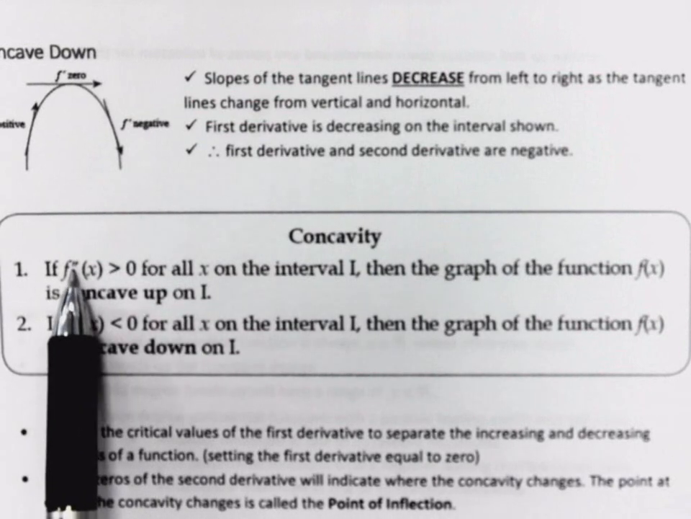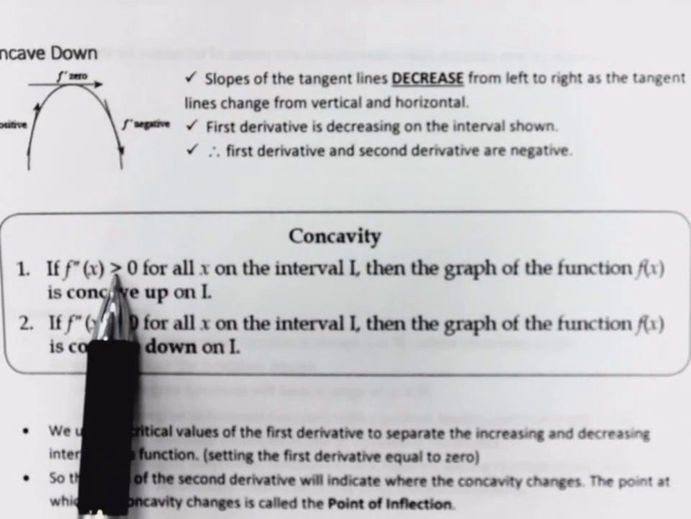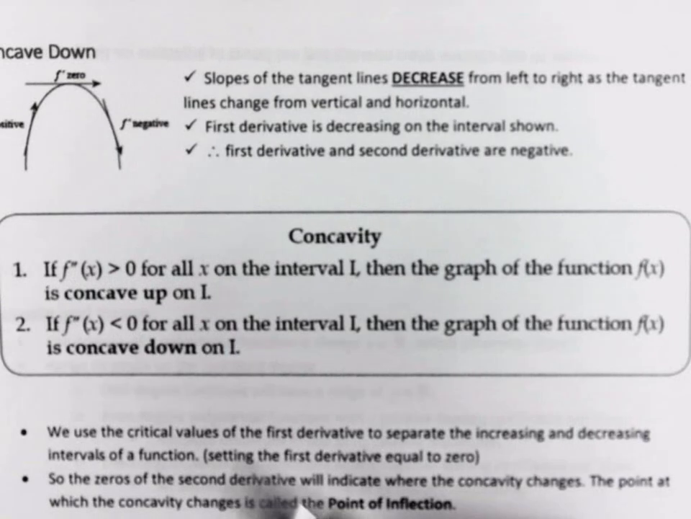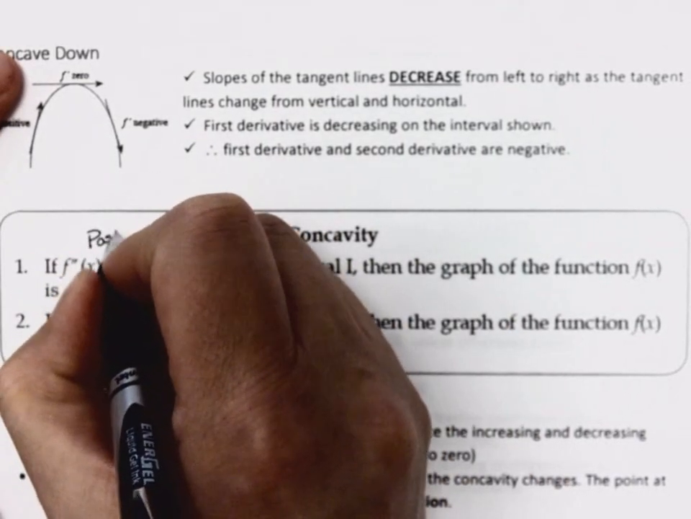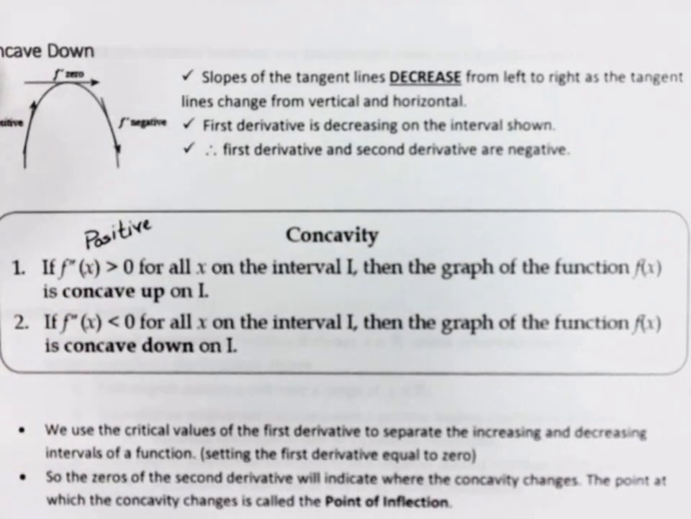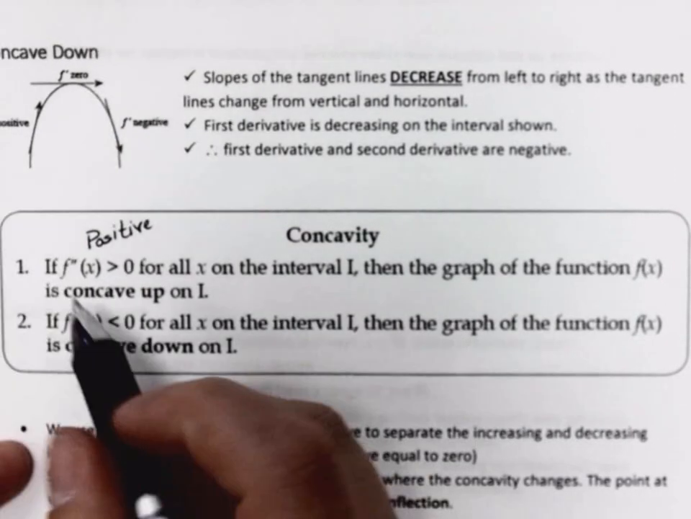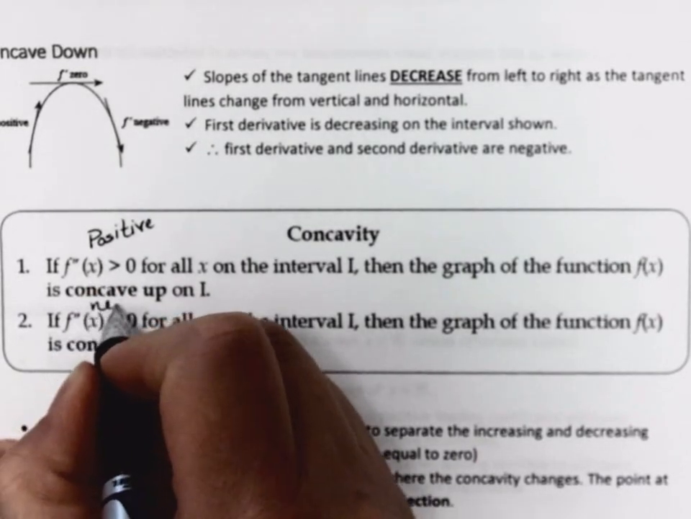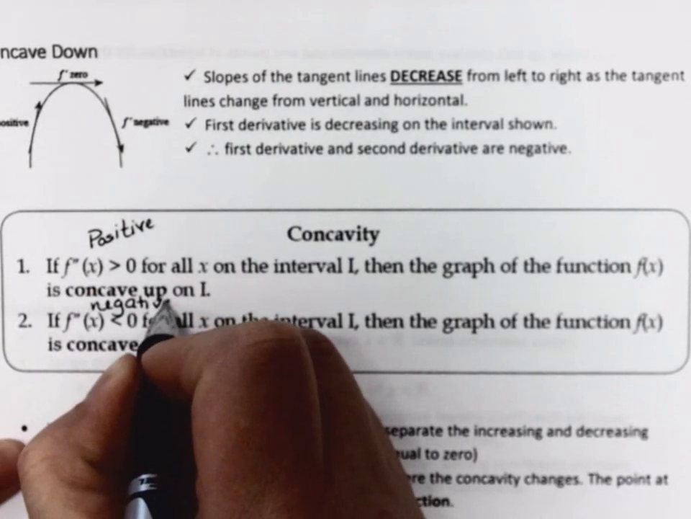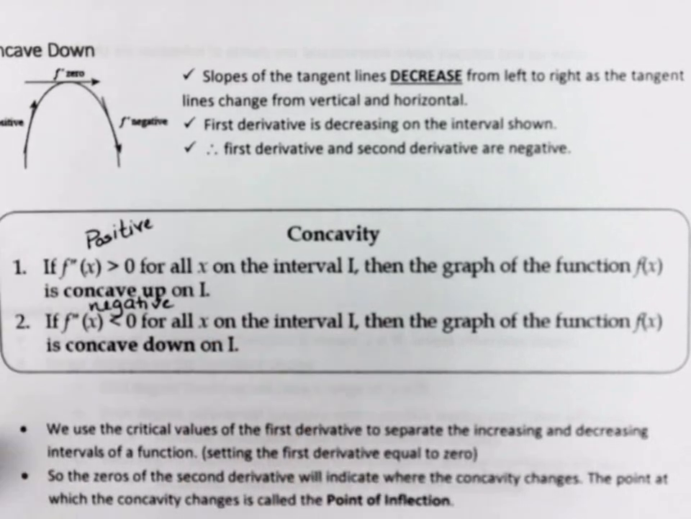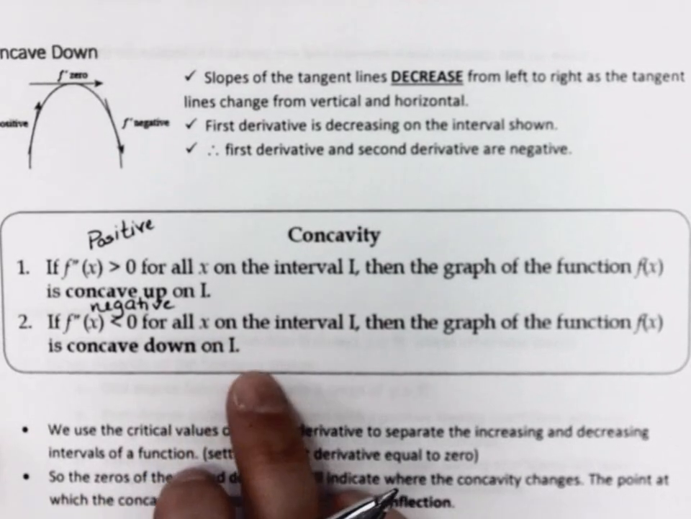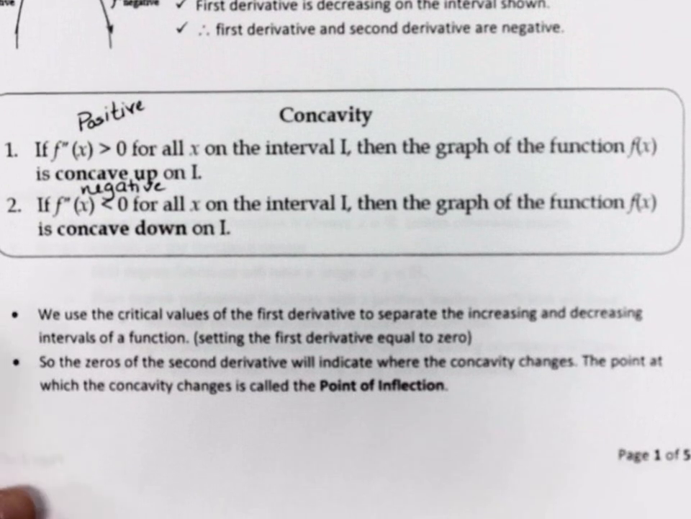So if the second derivative is greater than 0, that's just saying it's positive, for all x on whatever interval we're on, then we'd say it's concave up over that particular interval. If the second derivative is negative over an interval, whatever that interval is, we'd say it's concave down. So this is what we do.